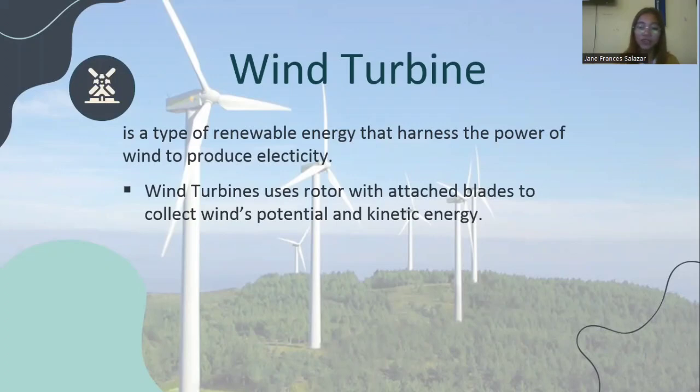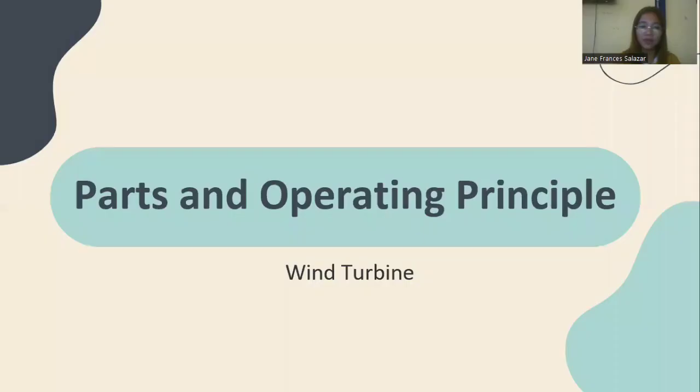That wind turns the blade, which spins a shaft that is connected to the generator. And that results in the generation of electricity. A wind farm is what we call a large number of wind turbines. Next, we are going to discuss the parts and operating principle of the wind turbine.